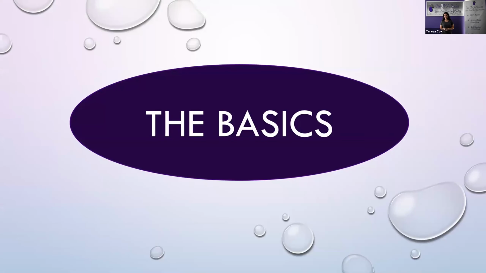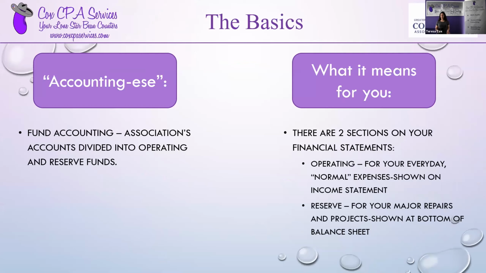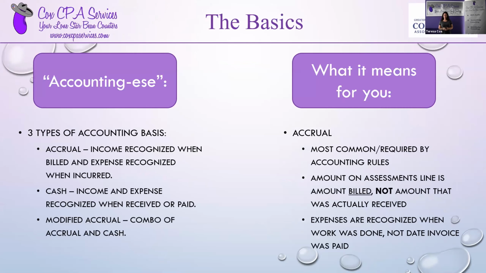So before we get into what the financial statements are, we first wanted to go over a couple of basic terms. The first one is fund accounting. You probably see this a lot. HOAs basically have an operating fund and a reserve fund, so it's two separate sections on your financial statements. When you hear somebody say fund accounting, that's what that means. Your operating is your landscaping, your utilities, etc. And your reserve is your major repairs, like your roof replacements.